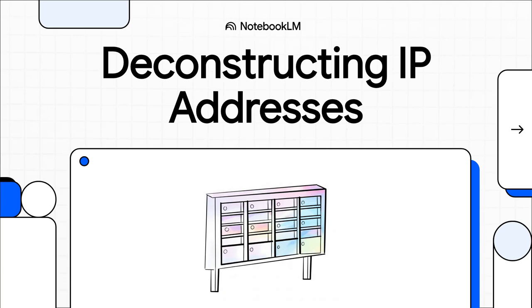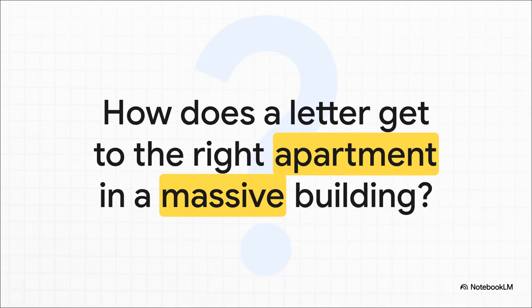Have you ever stopped to think about how your email actually finds you? Or how a video streams perfectly to your phone out of literally billions of devices online? Well, it's all thanks to this invisible address system running the show. Today, we're going to pull back that curtain and deconstruct the internet's address book, IP addresses, and the incredible art of subnetting.